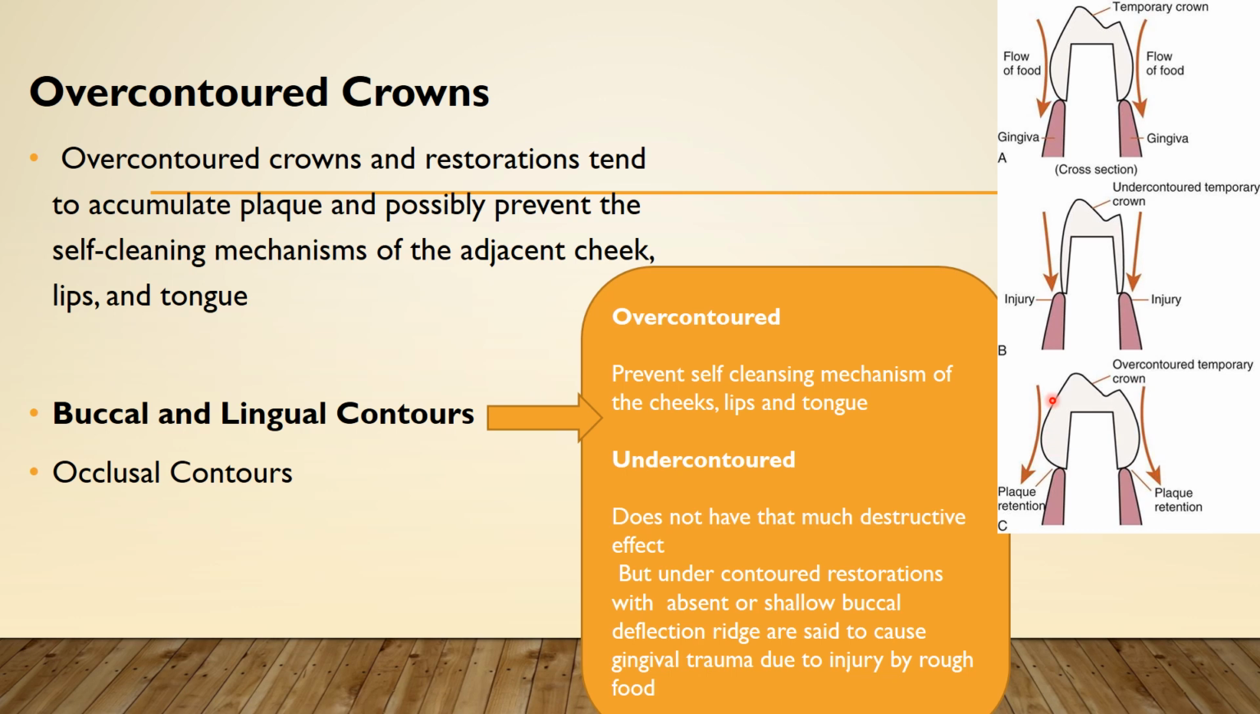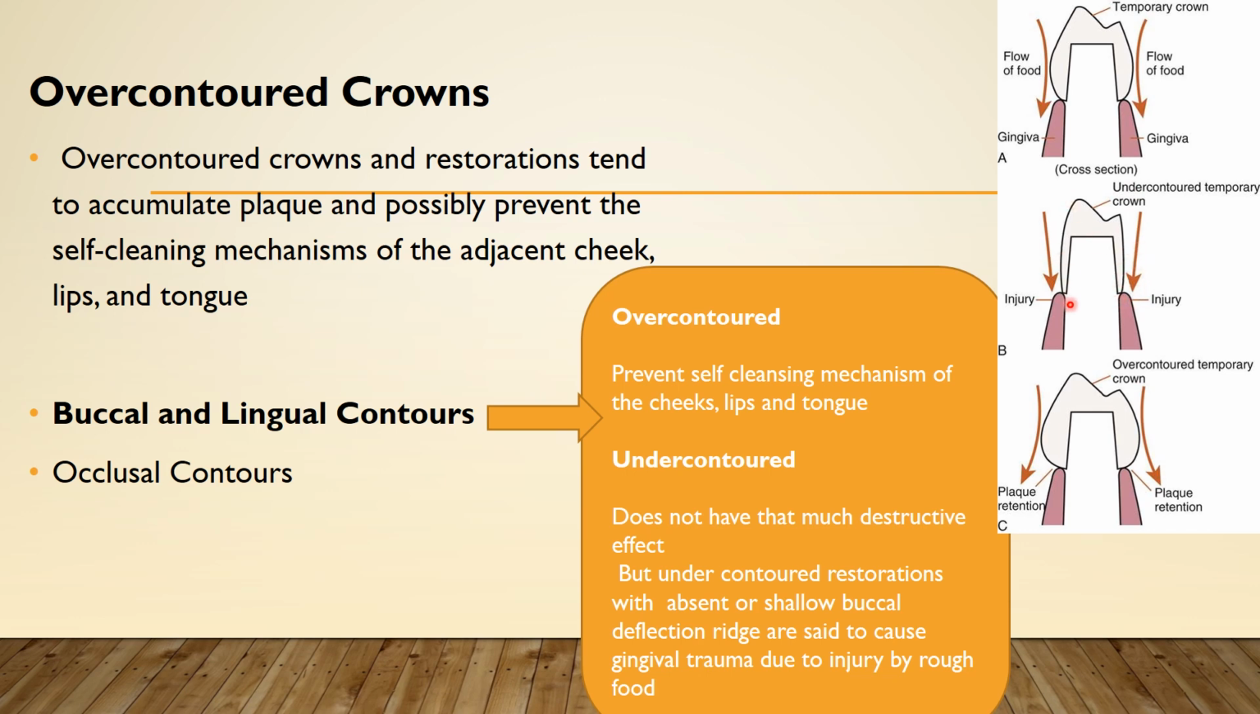It is well known that a well contoured and polished restoration always promotes oral health by resisting the accumulation of food debris and pathogenic bacteria. In picture A, it shows a well contoured restoration, and you can see that it permits the flow of food. Whereas an over contoured one always leads to plaque retention. An under contoured one will not lead to plaque retention, but it can injure the gingival surface.